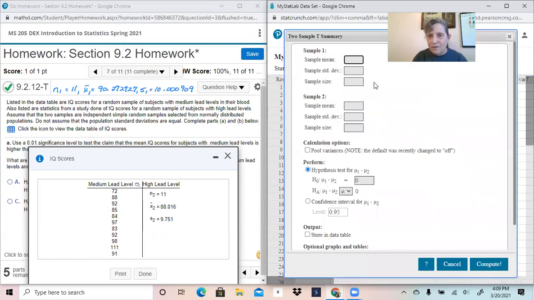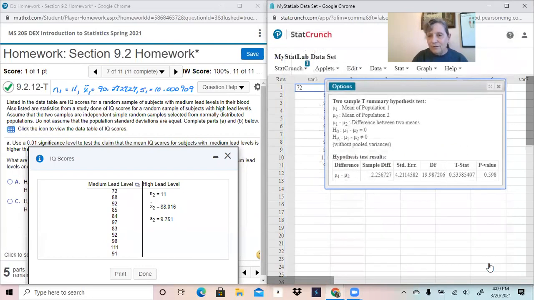Now let's switch back to the T stats, 2 samples. Now we have the summaries. So the first sample mean was 90.272727. Standard deviation 10.000909. Sample size is 11. The mean from the second set is 88.016. Standard deviation 9.751. Sample size 11. Do not assume the population standard deviations are equal. It says that right here.